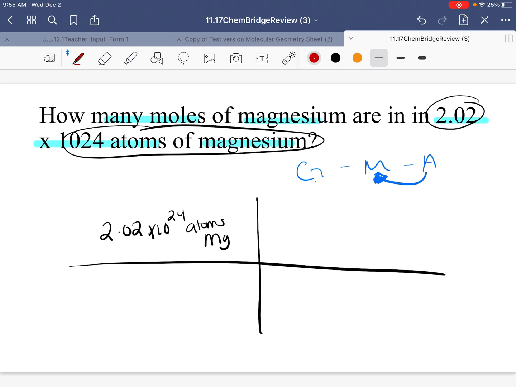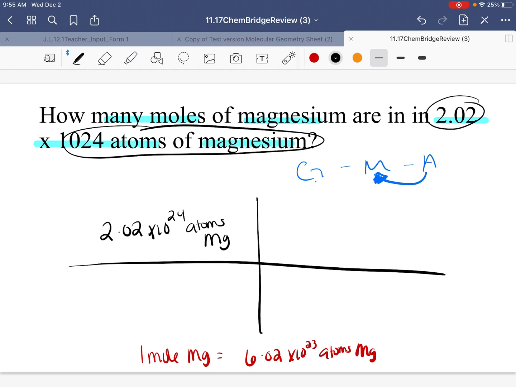So I know for 1 mole of magnesium, I have 6.02 times 10 to the 23 atoms of magnesium. How do I know this? How is this something that I understand? For this, guys, it's just a constant. We should know by now that 1 mole of any element equals 6.02 times 10 to the 23 atoms. So knowing this conversion factor, I can complete my setup, right?